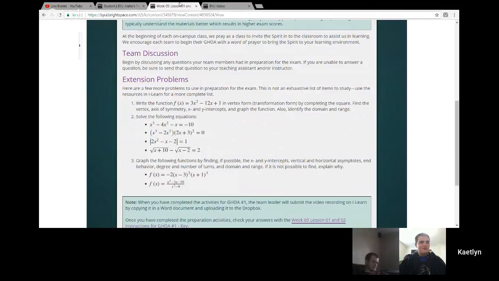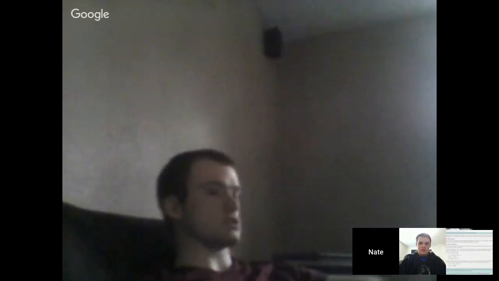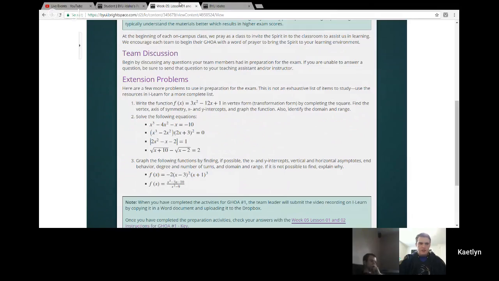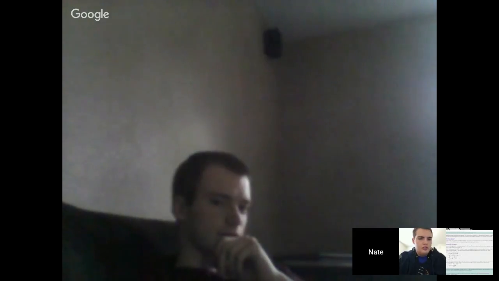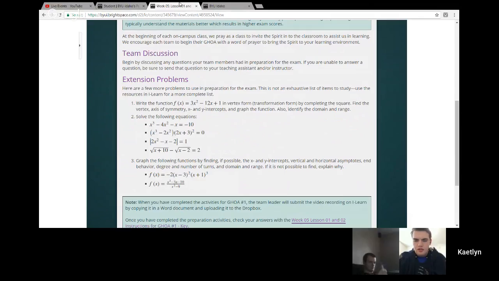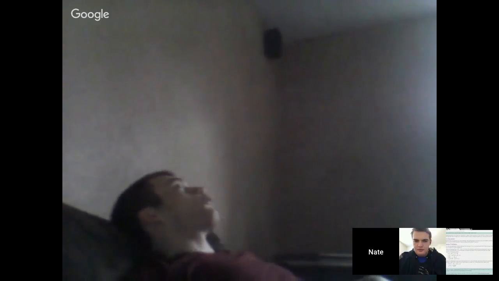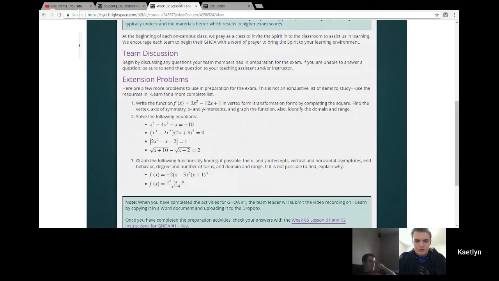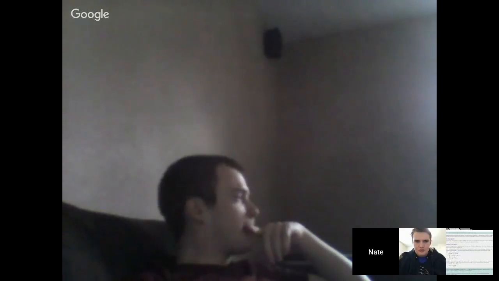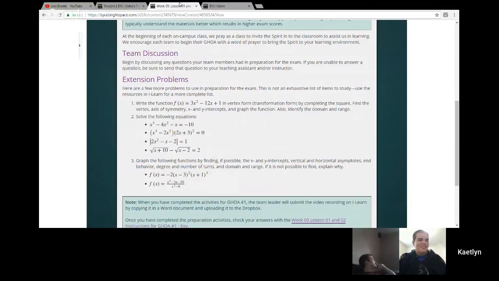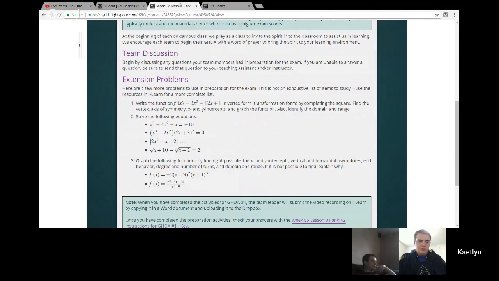Okay, we got that one down. So next, now they're asking domain and range. Domain is all real numbers. And then the range is negative 11 to infinity. Yep. Okay.